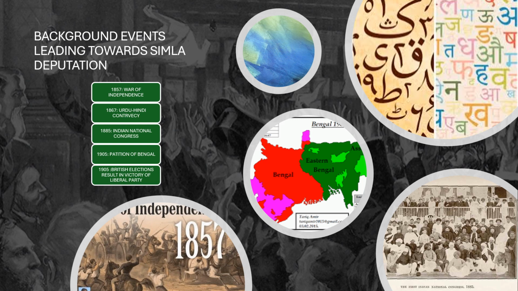The second event is the Urdu-Hindi controversy of 1867. In this event, the Muslims faced a crisis of identity, as language, an important pillar of their ideology, was at stake. My dear students, look at the slide. Here I have pasted a photograph of the scripts of Hindi and Urdu. You can well understand that there is a great difference between both scripts.